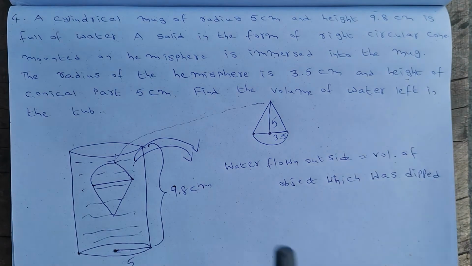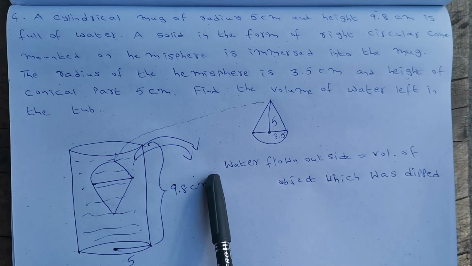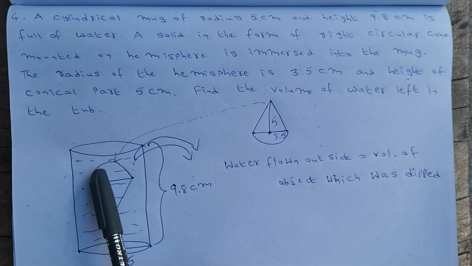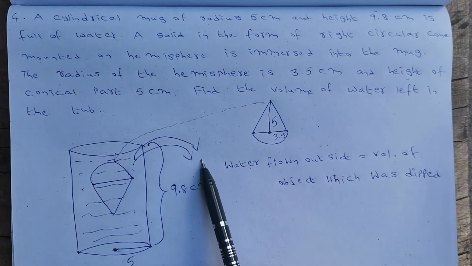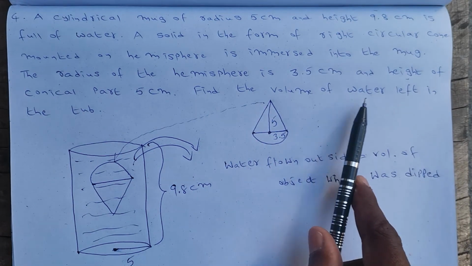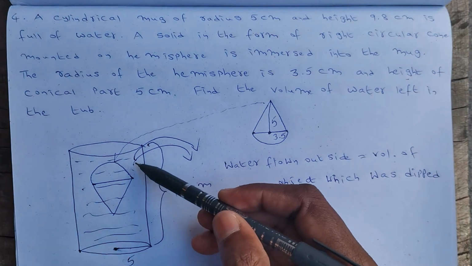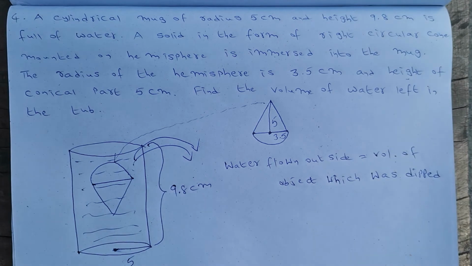If we need to find out how much water is coming outside of that cylinder, it depends on the volume of the object which we are immersing or dipping into it. So the volume of the water which is coming outside is exactly equal to the volume of these two objects. Okay, next. Then find the volume of water left in that tub. After some wastage of water, he is asking to find the remaining water. Then how will we find out that remaining water?